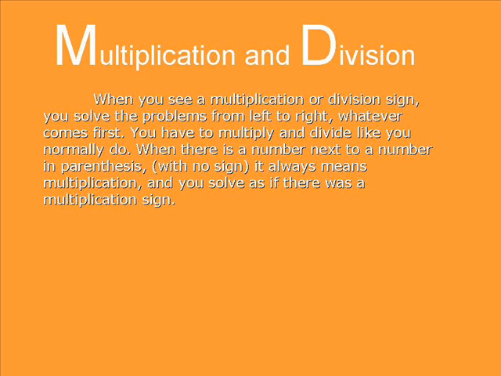When you see a multiplication or division sign, you solve the problems from left to right, whatever comes first. The multiplication sign is before the division sign so you have to multiply first. But if the division sign was first, then you would have divided first. But in the problem, since the division sign is at the end, you have to divide last.